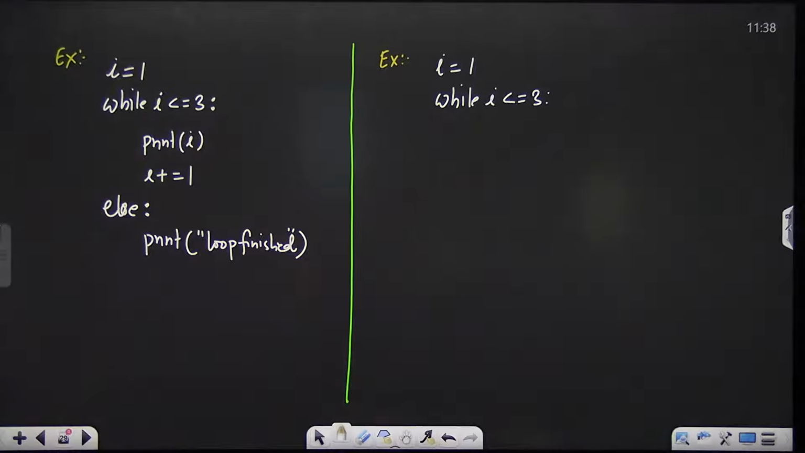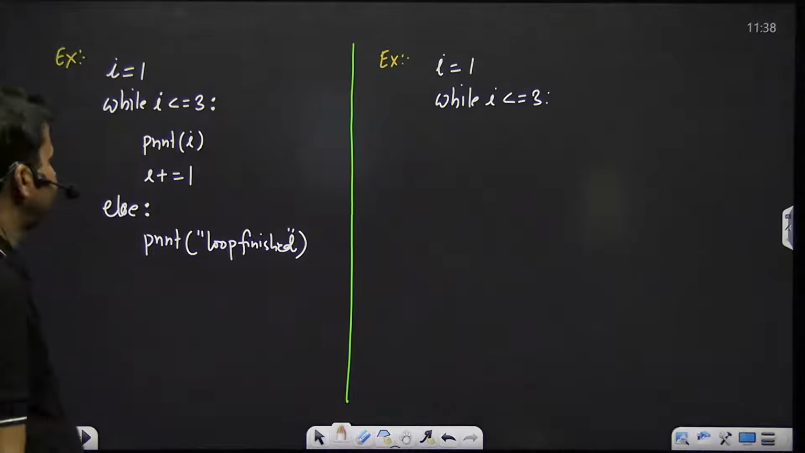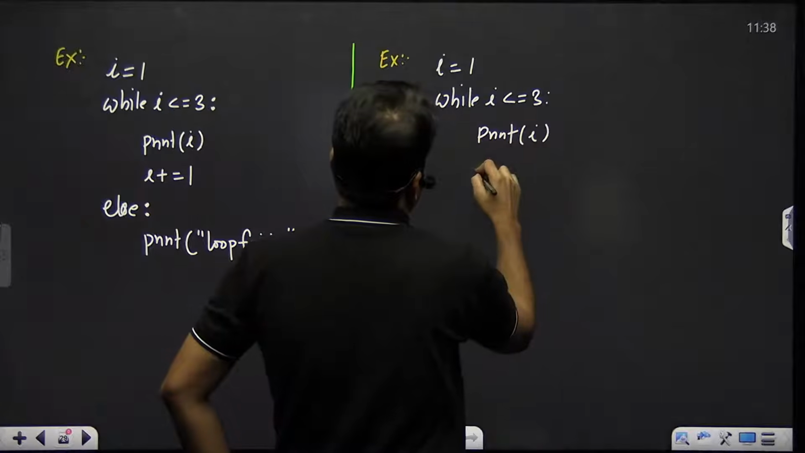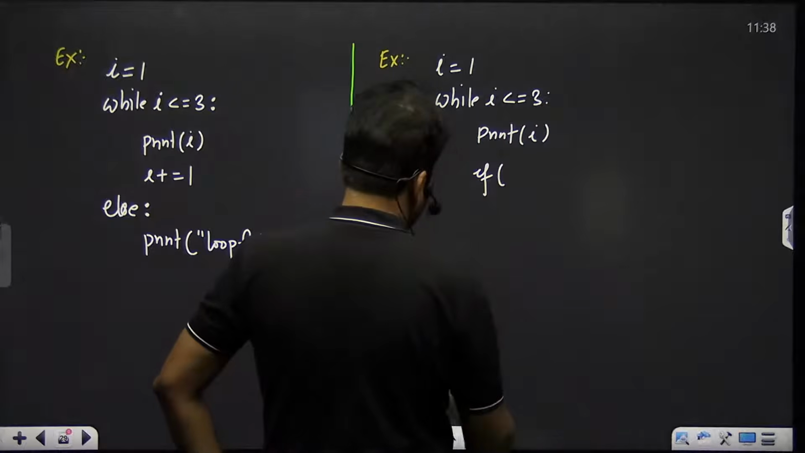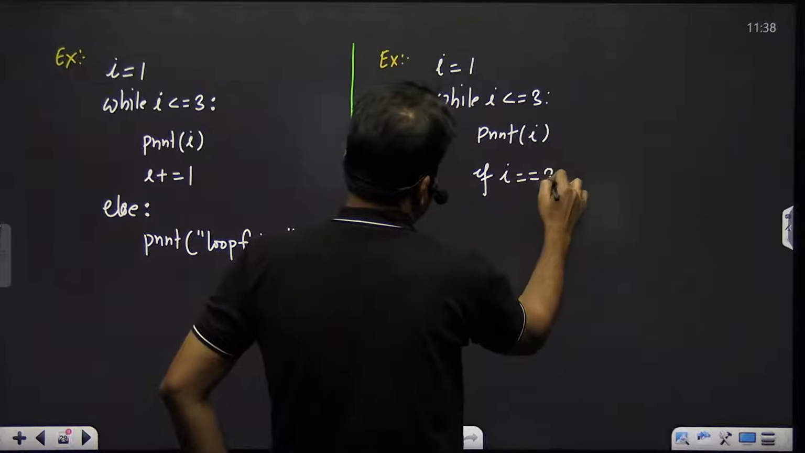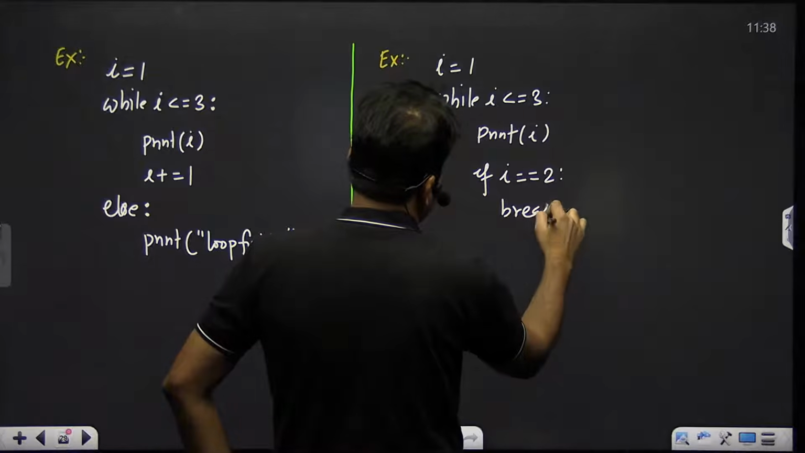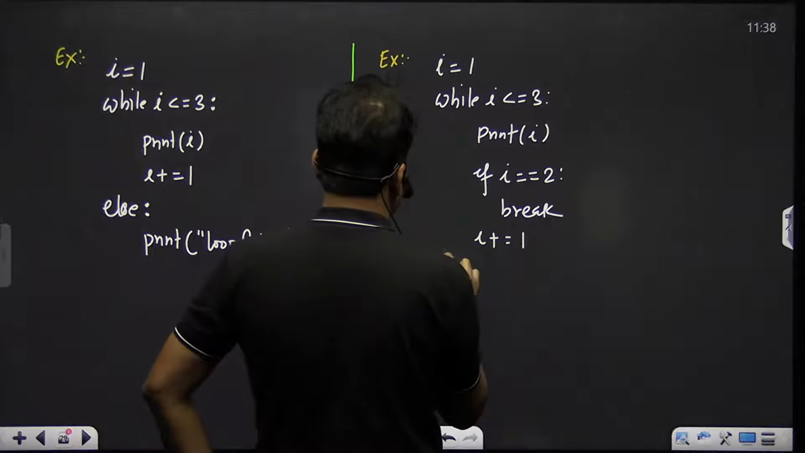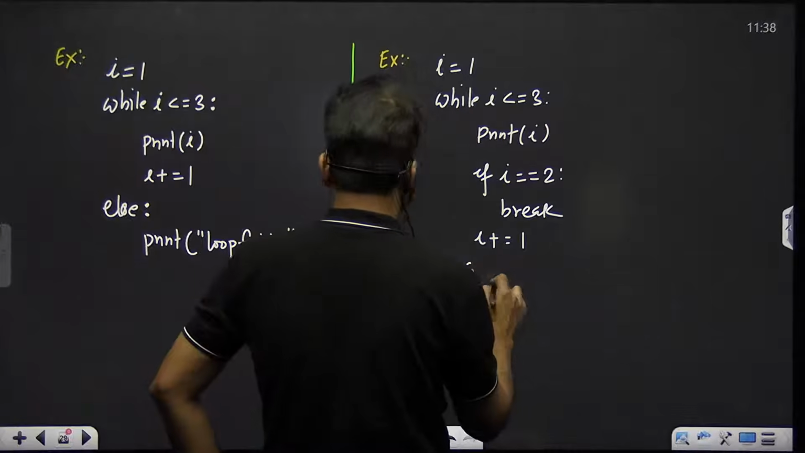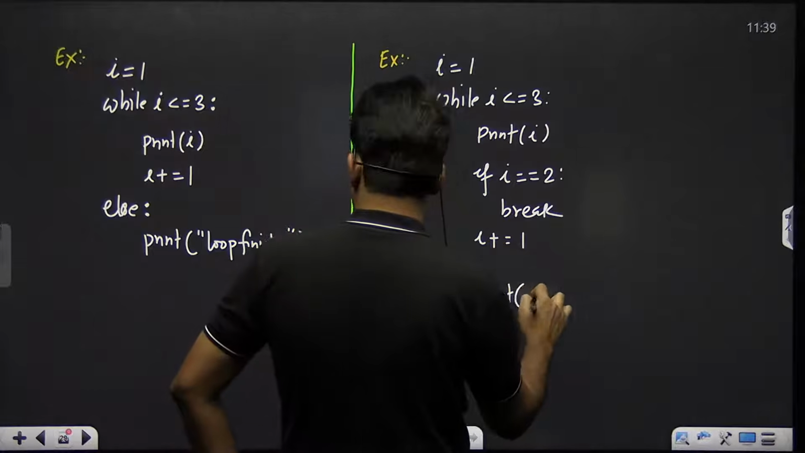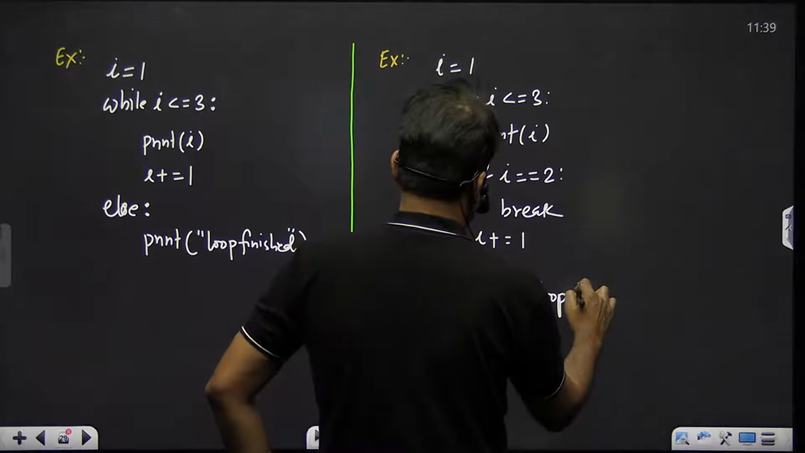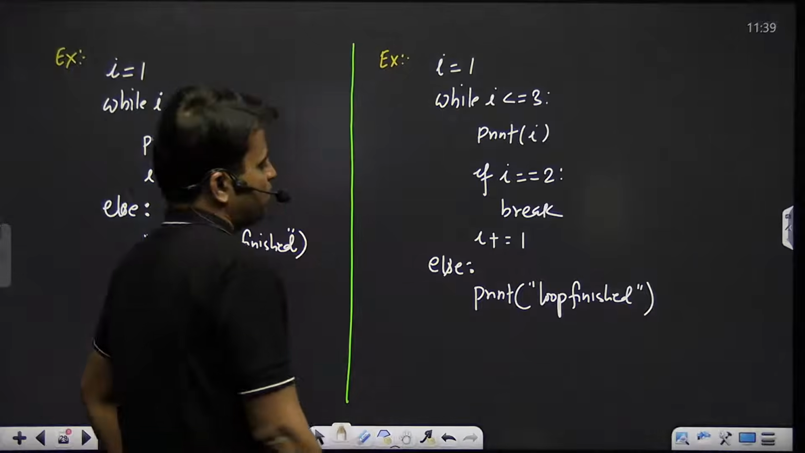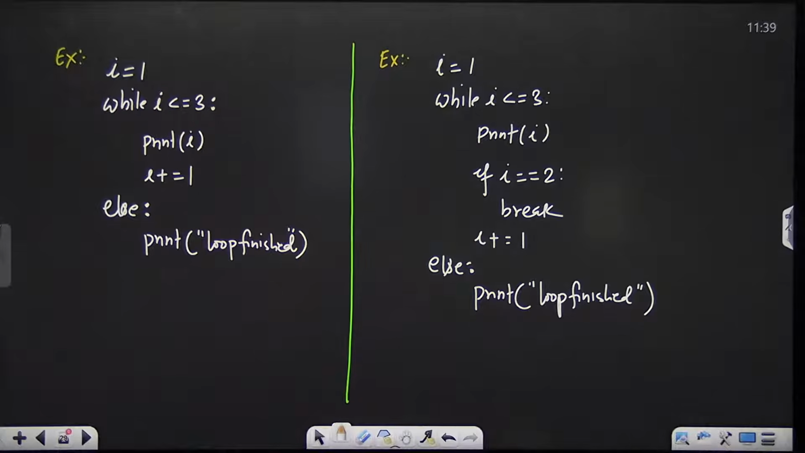Second example: while i less than or equal to 3, print i, if i equals 2, break, i plus equals 1, else part, print loop finished. Yes, everyone reply with the answer for both questions.